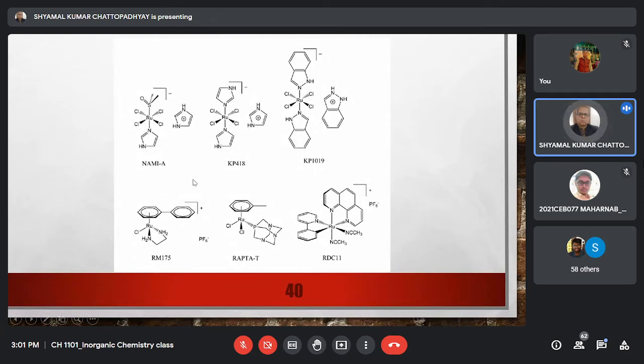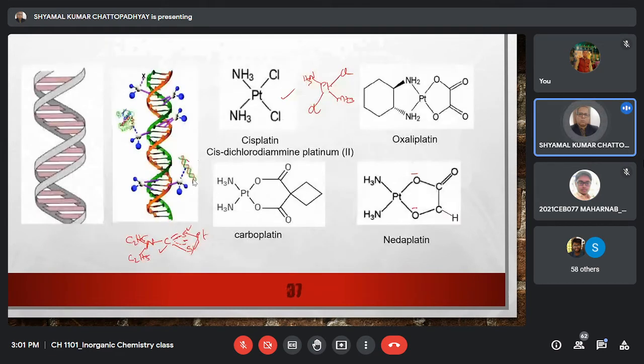Ruthenium is actually a congener of iron. So if you look at the periodic table, in the same group where iron is, there is iron, ruthenium, and osmium in the periodic table. If we can go back to some extent.